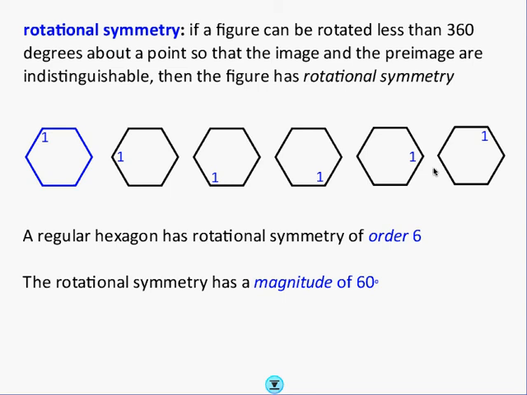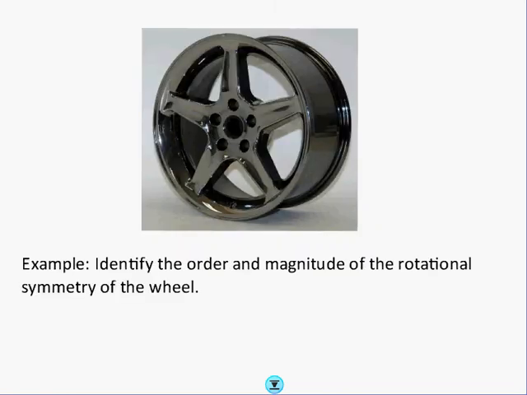The number of degrees you have to turn it is called the magnitude. Simply to get the magnitude, you divide 360 degrees, which is a full rotation, by the order, and that will tell you the magnitude.